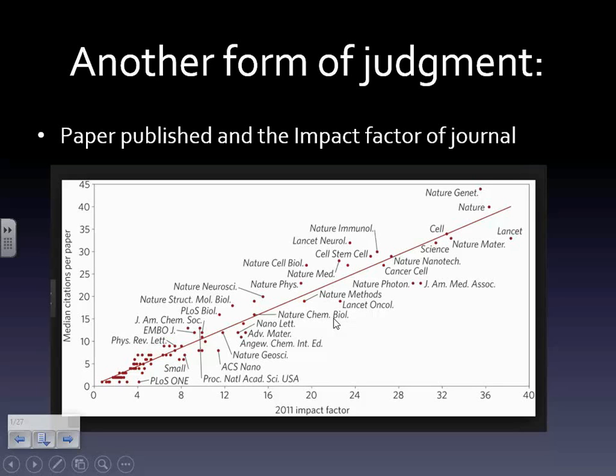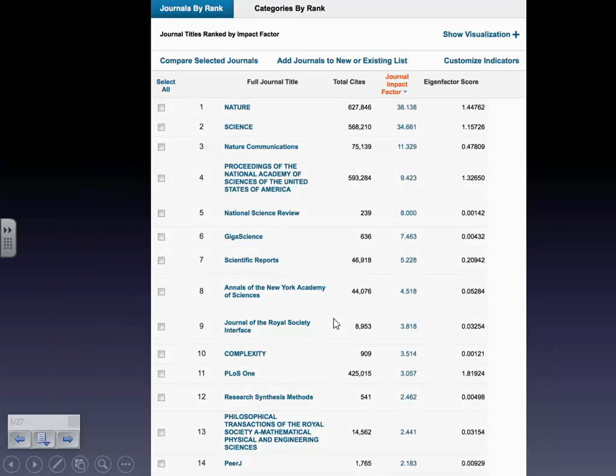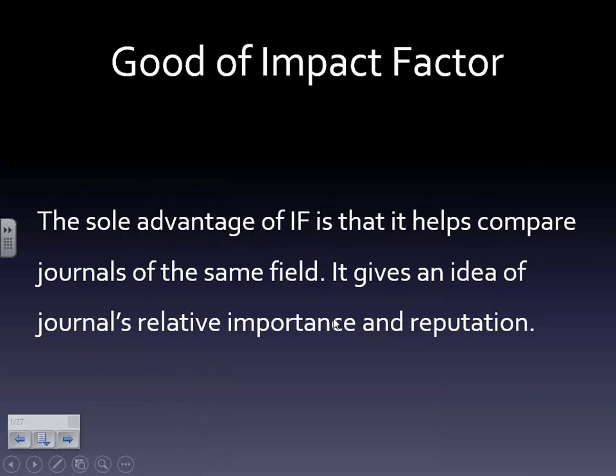So you need to be careful sometimes not to read too much into this impact factor story. There are just the rankings that you can do, but it says the same as the previous one. So the good of the impact factor, its sole advantage, is that it helps you to compare journals of the same field, and it gives you an idea of the journal's relative importance and reputation. I wouldn't bother too much whether the journal impact factor is 4 or 3.8. I think that's just splitting hairs.